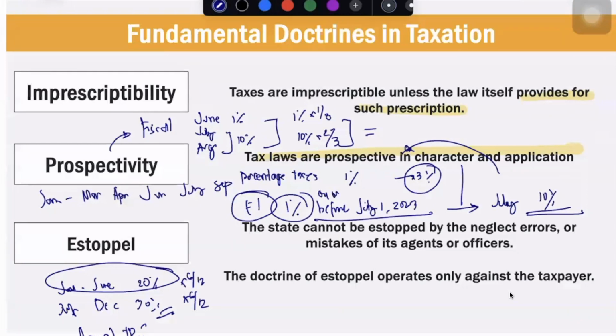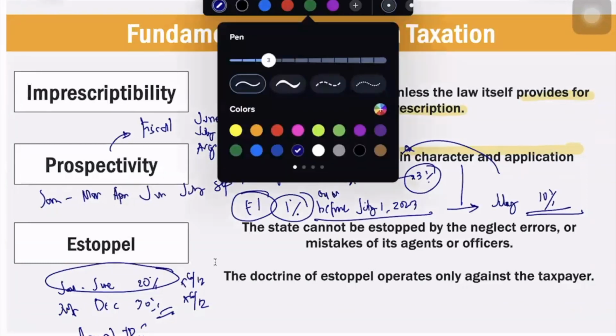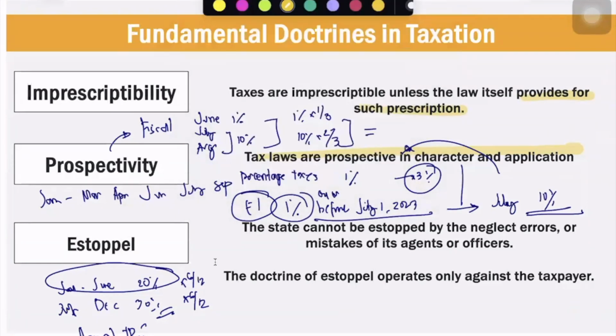Next, we have the concept of estoppel. So what do we mean by estoppel? The state cannot be estopped by the neglect, errors, or mistakes of its agents or officers. So what do we mean by this? So if ever your public officials improperly assess you, can you take it against the state? No, you cannot take it against the state because of the doctrine of estoppel. Therefore, the doctrine of estoppel operates only against the taxpayer.